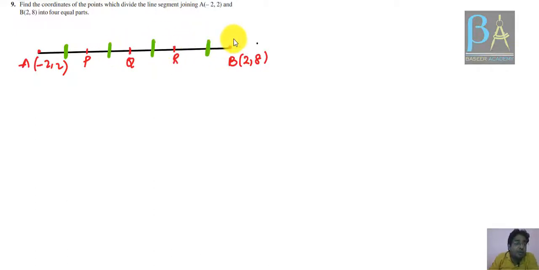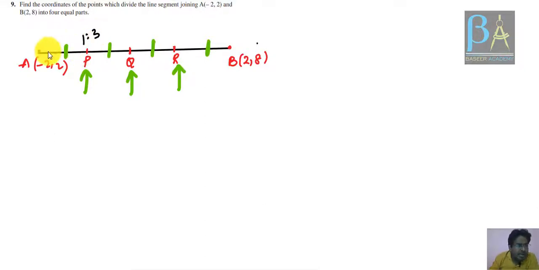Those are the 4 equal parts. Now I want to find out the coordinates of point P. I want to find out the coordinates of point Q. I want to find out the coordinates of point R. How am I going to do this? See, the point P is dividing the line segment AB in the ratio 1:3.